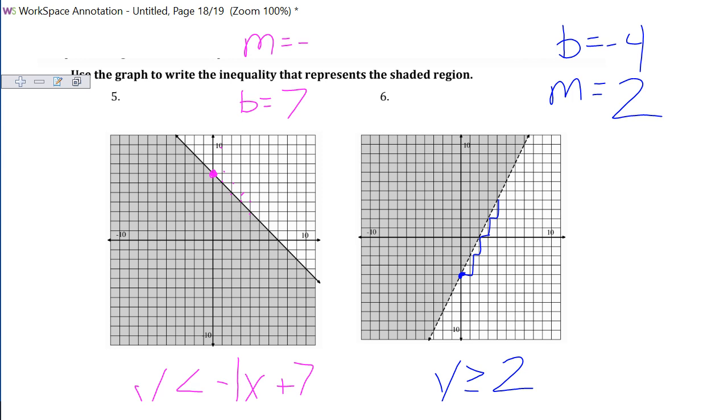What's wrong about it? That. It's not equal to because it's a dotted line. So y is greater than 2x minus 4. A lot of stuff going on.